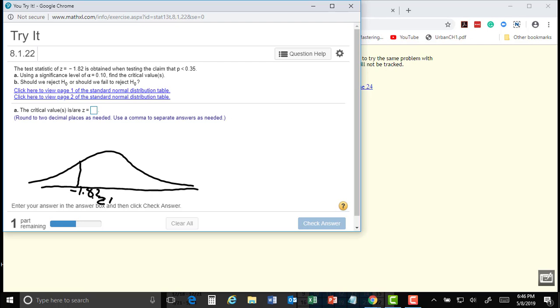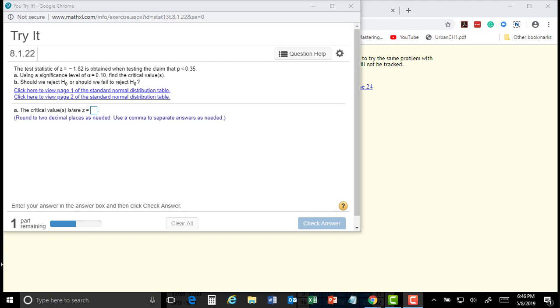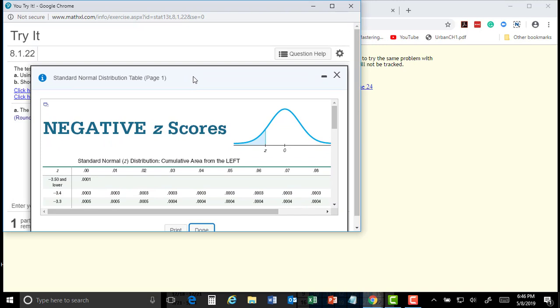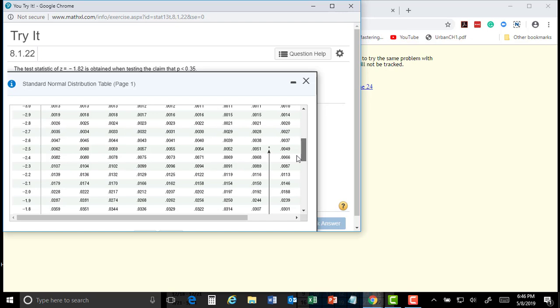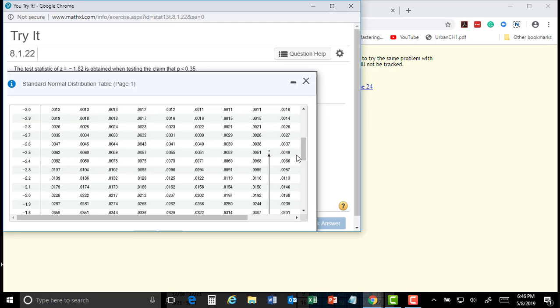Now, in order to find my p-value, I have to find the area from here on back. And the p-values, I've been using green. So now I have to go to the table. I have a z-value of minus 1.82. I think it's right here, 0, 1, 2. Because I'm going from the left to right. So what is that?